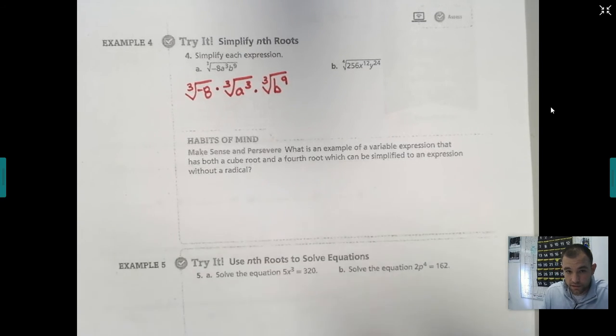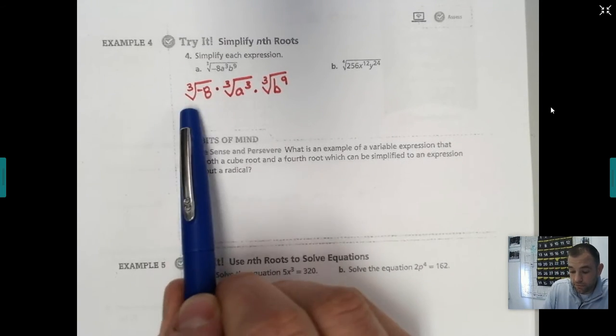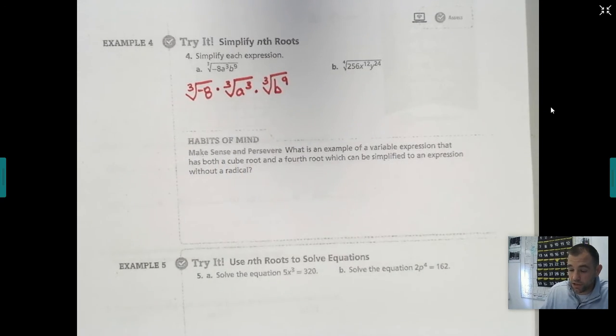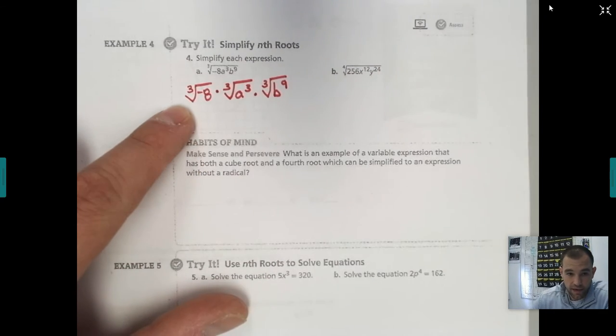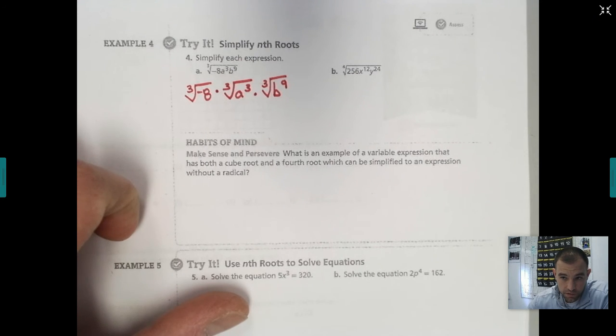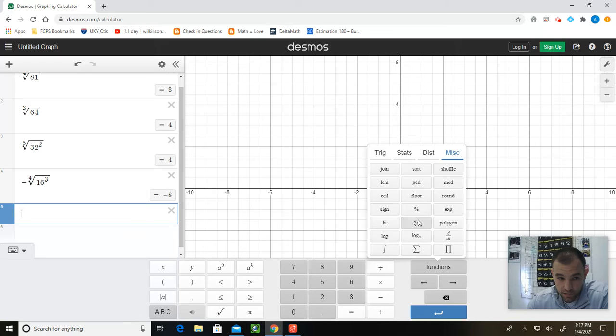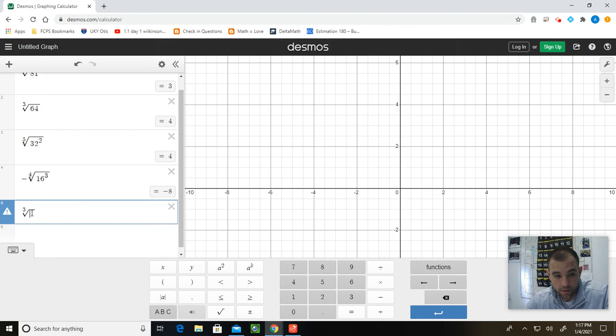Okay, this is the way that I've always done it. And now I can solve each one of these separately. So I just need to do each one. So the cube root of negative 8, if you don't know your cubes, again, go back to Desmos, functions, this button, the cube root of negative 8. And it tells me it's negative 2.